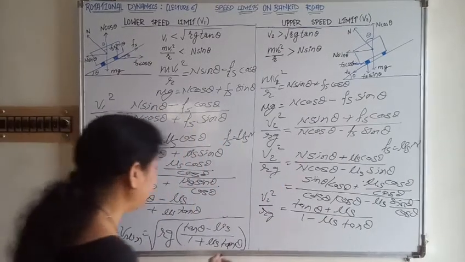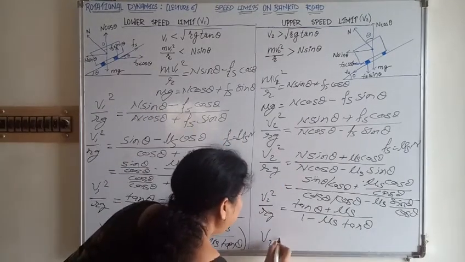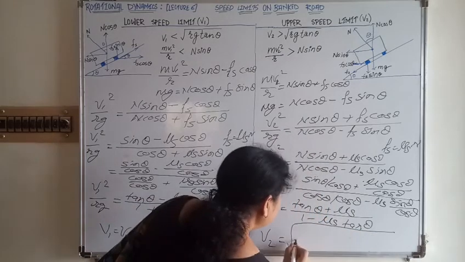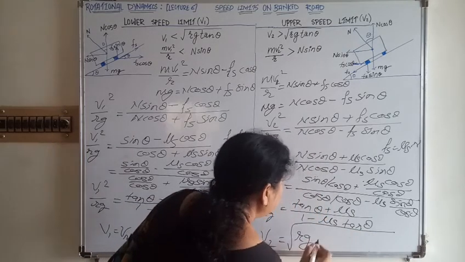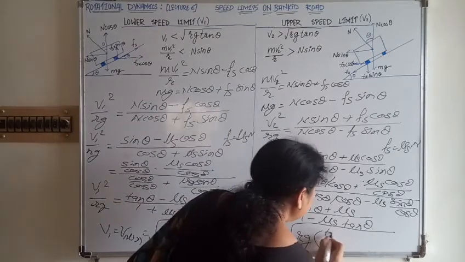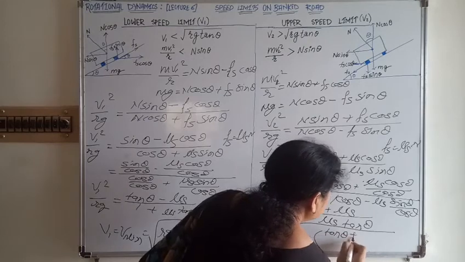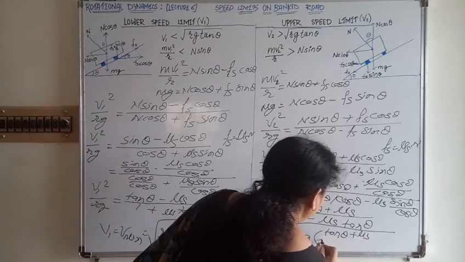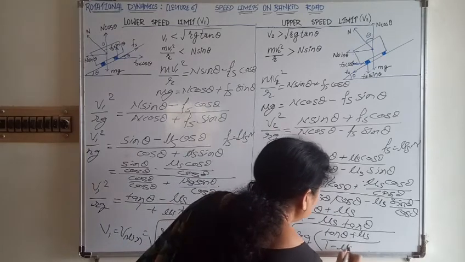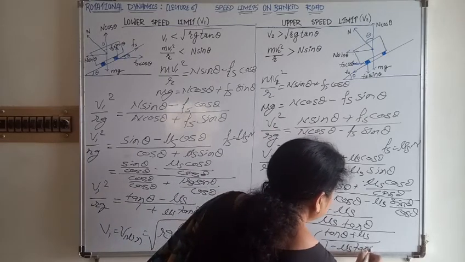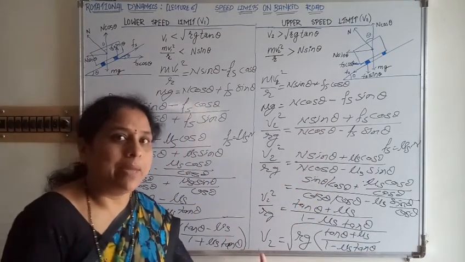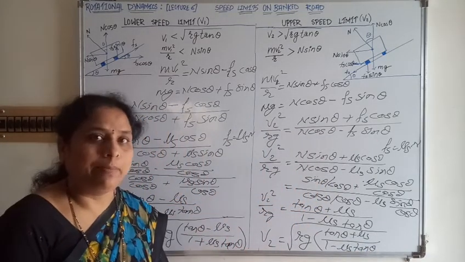So I can write the final equation. v2 is equal to under root of rg, in brackets, tan theta plus mu s upon 1 minus mu s tan theta. This is your equation v2 for the maximum speed limit along a banked road.